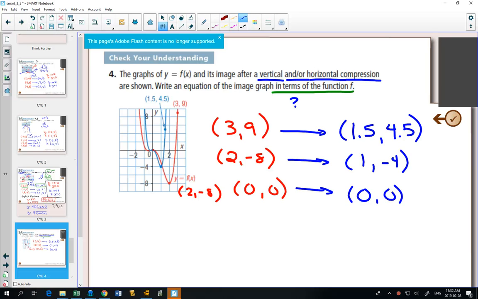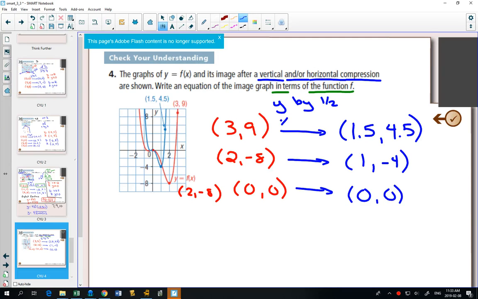Can you look at your values? Can you tell me a way to get from 3 to 1.5, 2 to 1, and 0 to 0? Can you look at your y coordinates and come up with a way to get from 9 to 4.5, negative 8 to negative 4, and 0 has to stay at 0? What's happened? What do we have to multiply our y values by? 1 over 2. Can you see they've each been cut in half?